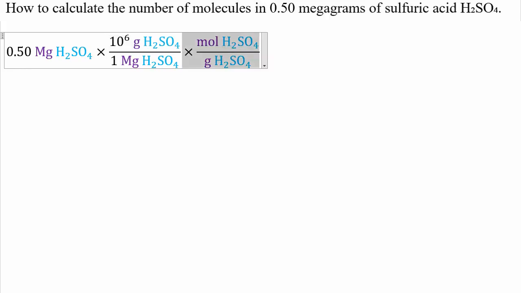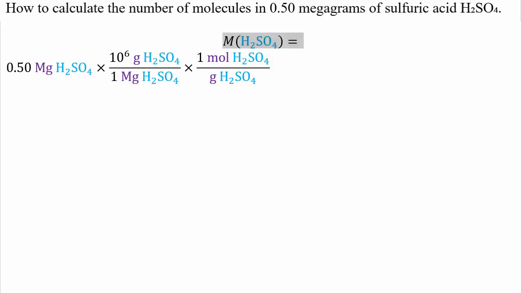In the second conversion factor, we place grams of sulfuric acid in the denominator and moles of sulfuric acid in the numerator. Here, we assign the theoretical unit to the mole and determine how many grams are in a mole. The answer to this question is the molar mass.